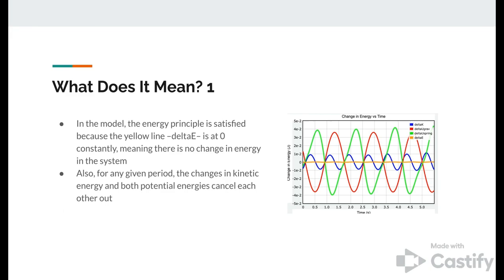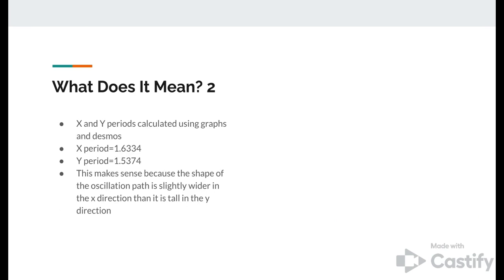But next we have what does it mean, and this is what I was getting to earlier. In the model, the energy principle is satisfied because the yellow line, which is the change in total energy, is at 0. And so if there's no change in total energy, then the work energy principle is satisfied. And for any given period, you could see the green and red, those are the two potential energies. They cancel each other out, and then the change in kinetic energy also cancels itself out. So there's no change in total energy.